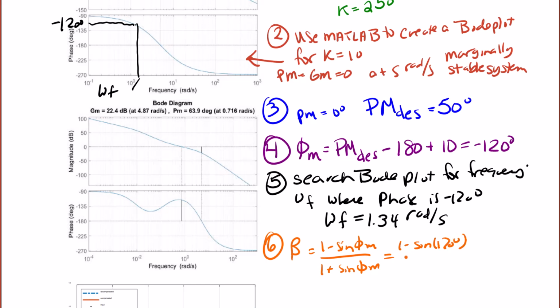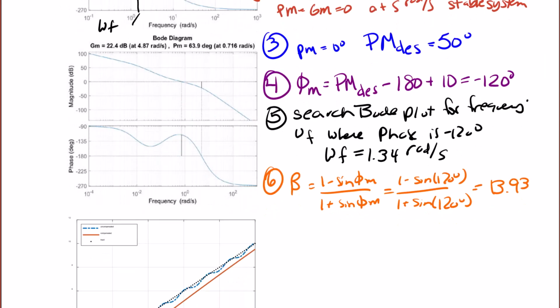Your question may be, what exactly is beta and why do I care about that? Well, beta is an attenuation factor that relates Z lag and P lag in the compensator. So we use beta to help us define the values for the zero and the pole for the lag compensator.